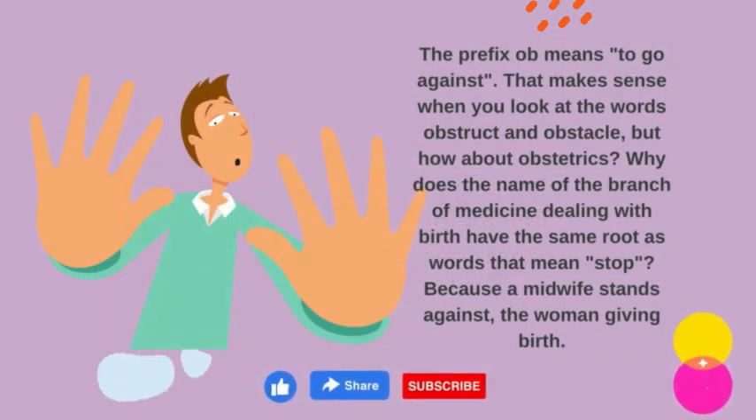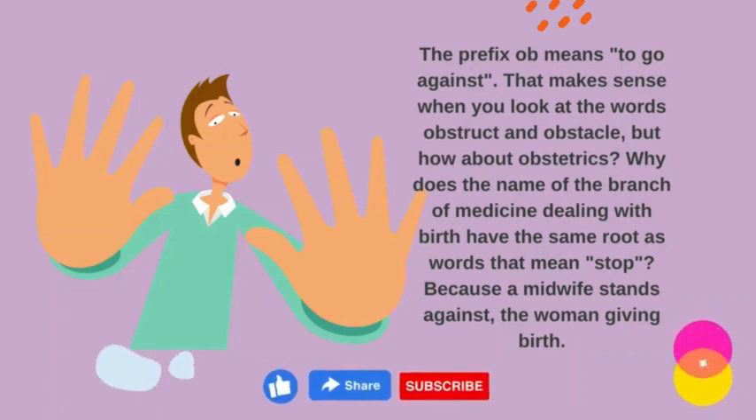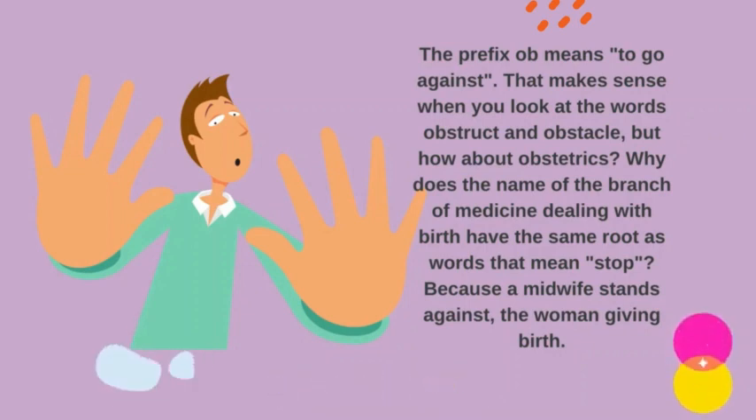The prefix ob means to go against. That makes sense when you look at the words obstruct and obstacle. How about obstetrics? Why does the name of the branch of medicine dealing with birth have the same root as words that mean stop? Because a midwife stands against the woman giving birth.